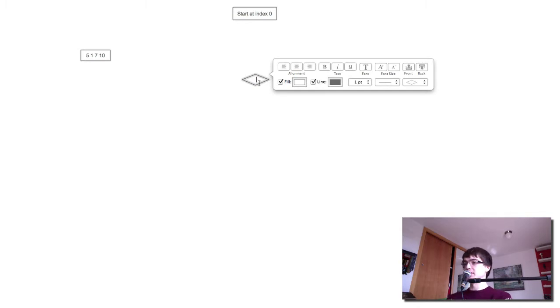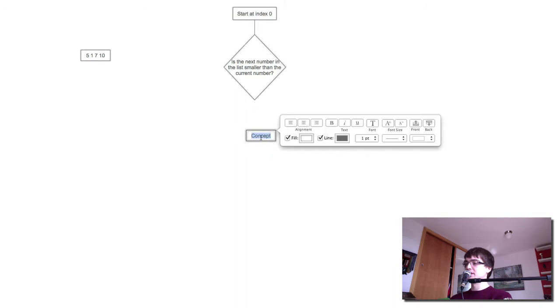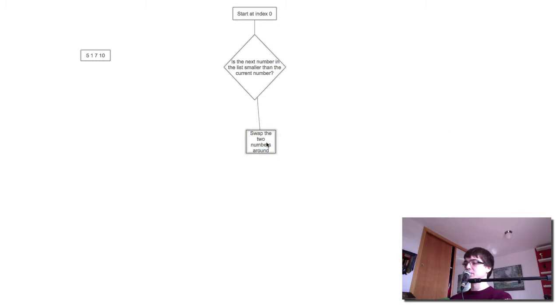Is the next number in the list smaller than the current number? So if the next number is smaller than the current number, we want to put this number in place of the 5 and the 5 in place of the 1. So we want to swap them around, essentially. So if yes, we're going to swap the two numbers around. Okay. So this way we have now these two numbers in order.